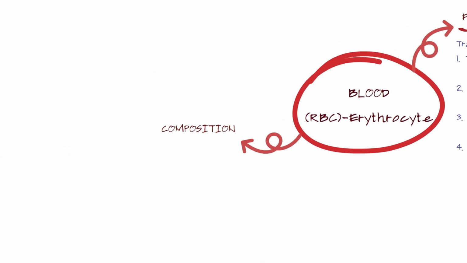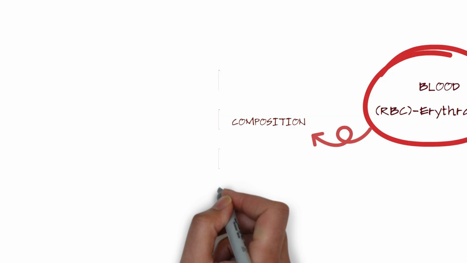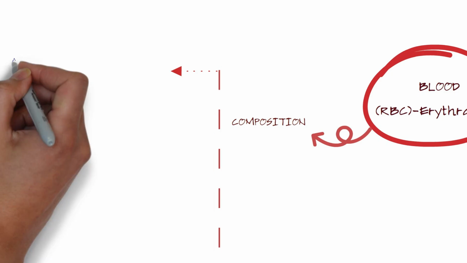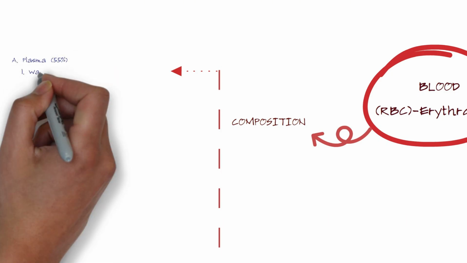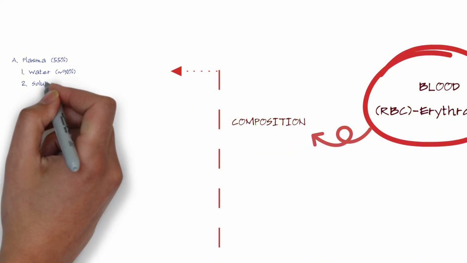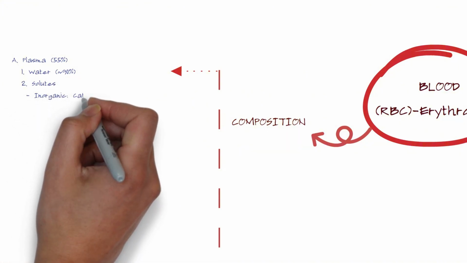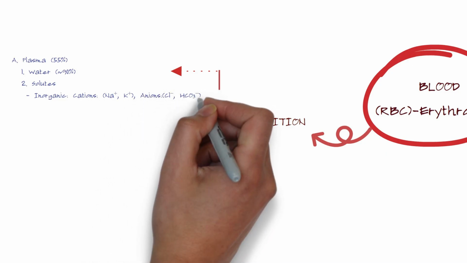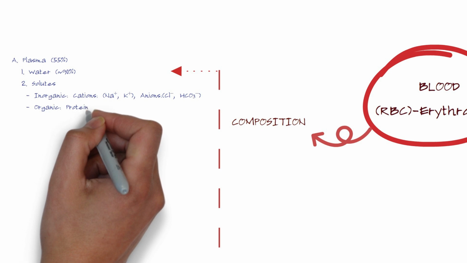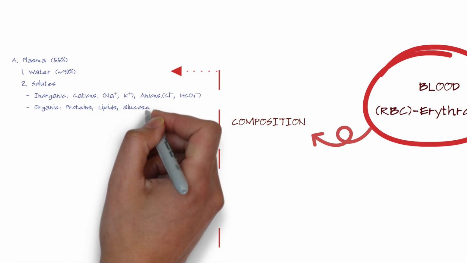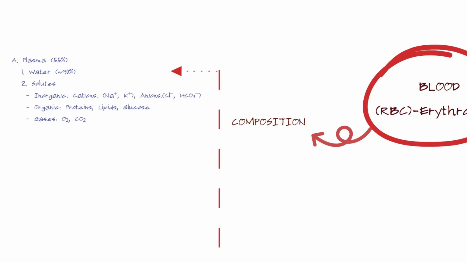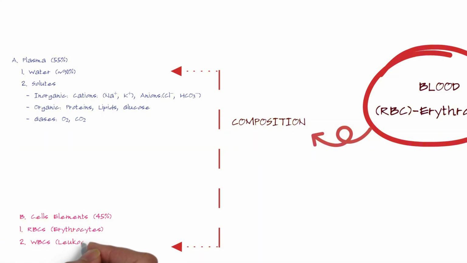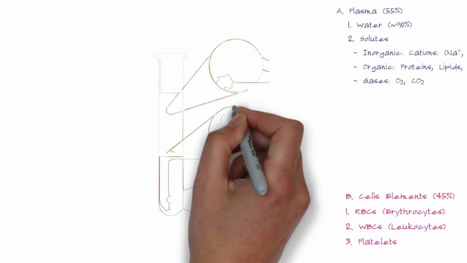Now, let's move to the composition of the blood. The blood is divided into two main components: the plasma, which makes 55%, and the cells, which represent 45%. In the plasma, we find mainly water, gases, inorganic substances, and organic substances. A common example of an inorganic substance is sodium chloride. The organic substances are proteins, lipids, and glucose. For the cells, we have three main types: the red blood cells or erythrocytes, white blood cells or leukocytes, and finally the platelets.